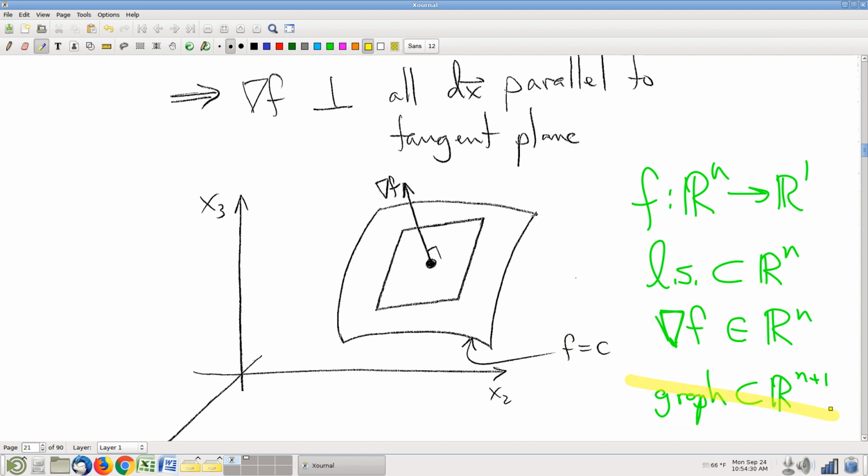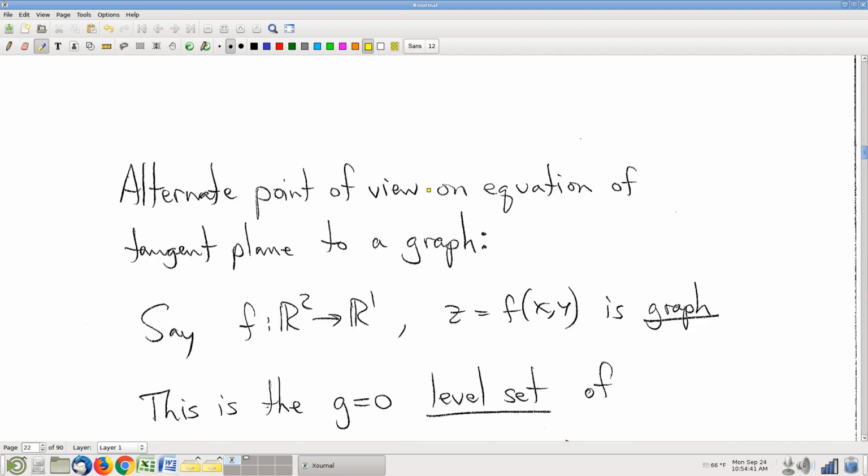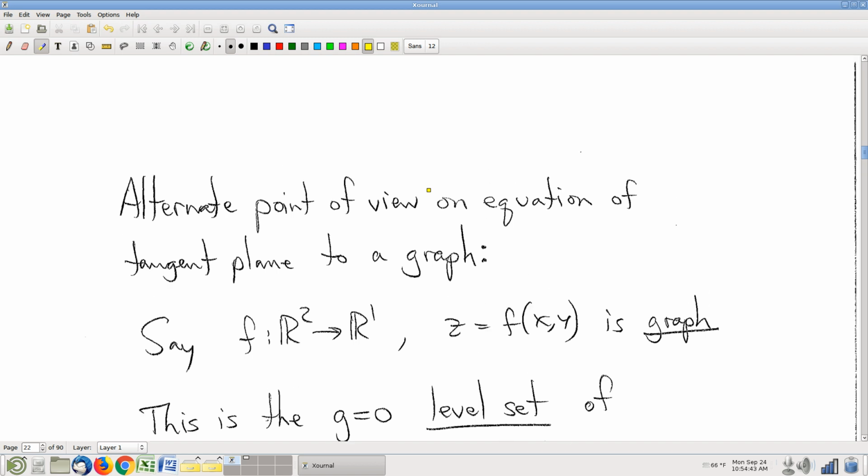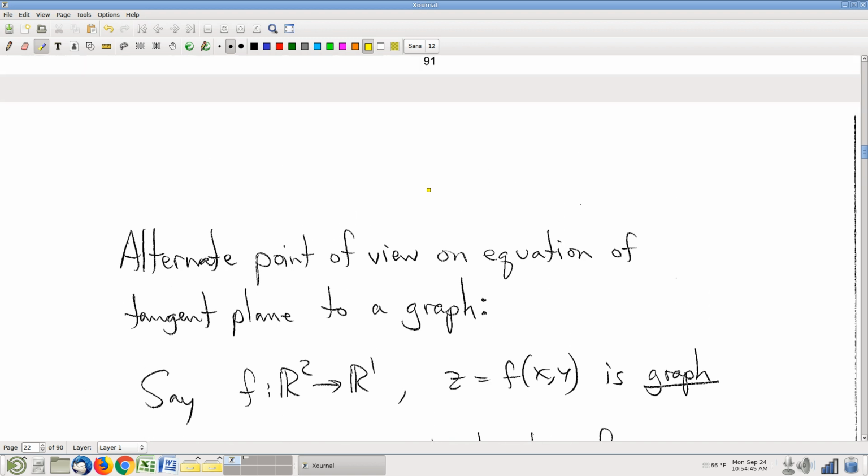So don't make that connection. It's level sets that gradients are perpendicular to. Okay, all right. So now, with that said, I would like to address the question of how gradients can help us understand graphs. And I'm going to use a trick that I've already made a reference to. So anyway, I'm getting ahead of myself.